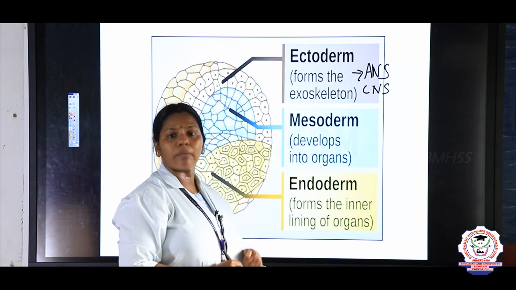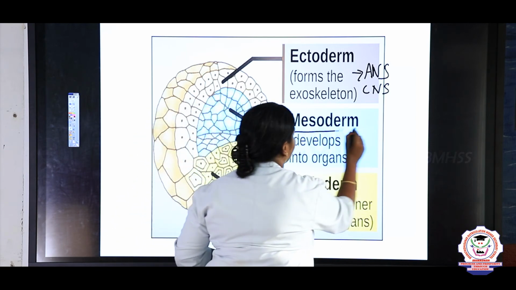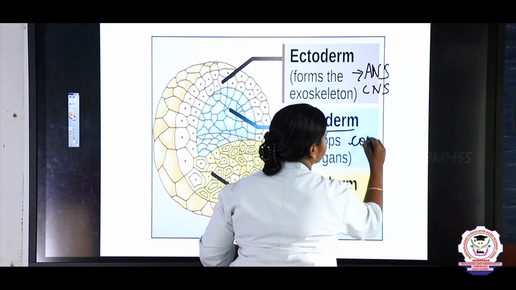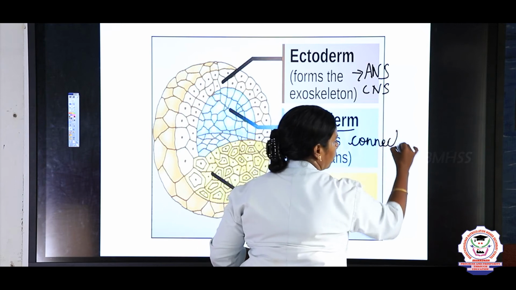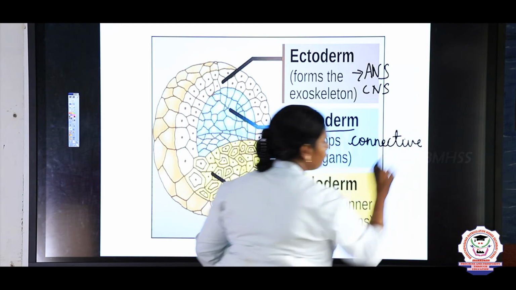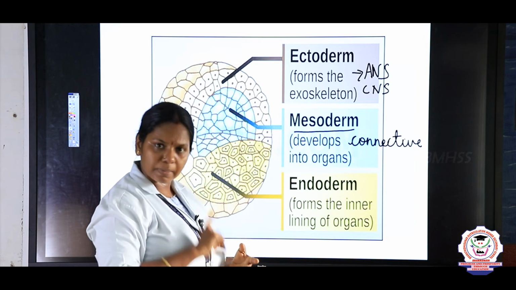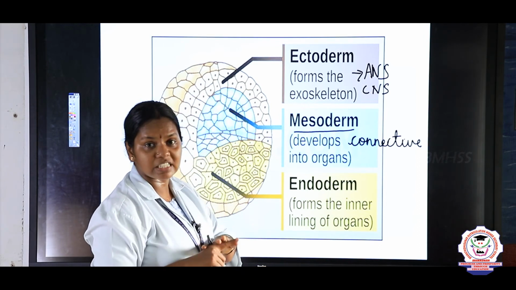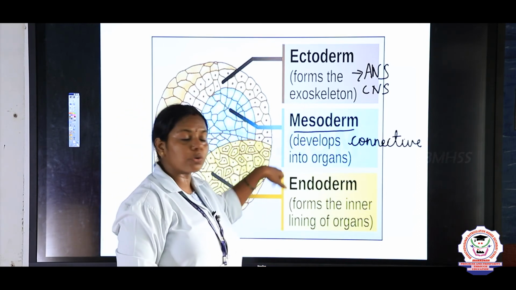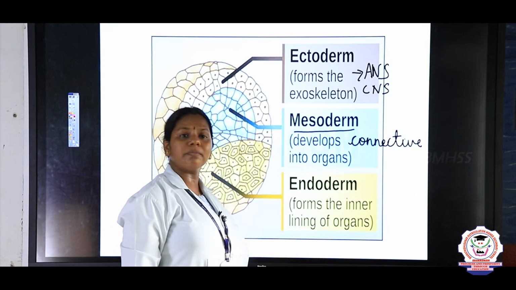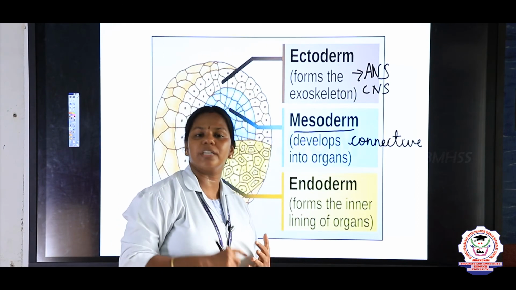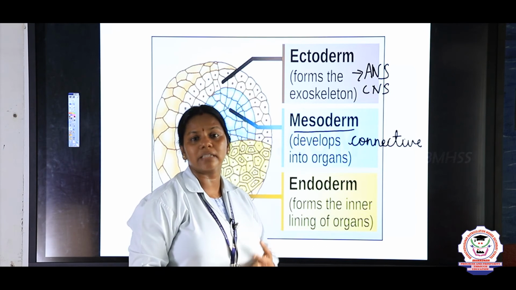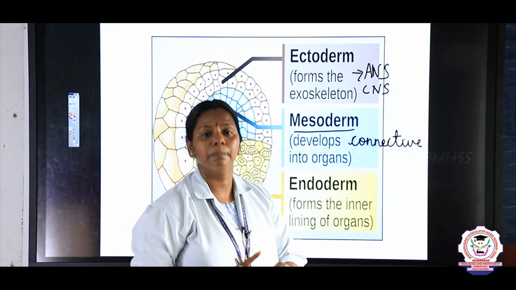And mesoderm. Mesoderm is responsible for the connective tissues. What is the connective tissue? Formation of bone, formation of muscles, blood and urinogenital system, everything is a derivative of the mesoderm. And endoderm gives rise to the gastrointestinal tract, respiratory tract, thyroid and parathyroid.